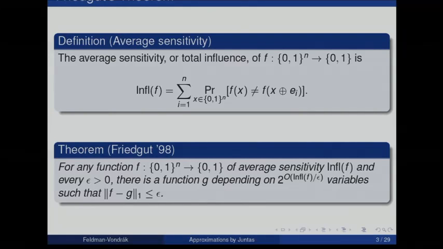And if this quantity is small, then the function can be well approximated by a function of a small number of variables. In particular, the number of variables is exponential in the total influence divided by the approximation error epsilon. I stated the L1 norm here, but for Boolean functions it doesn't matter that much. We just have 0, 1 values.